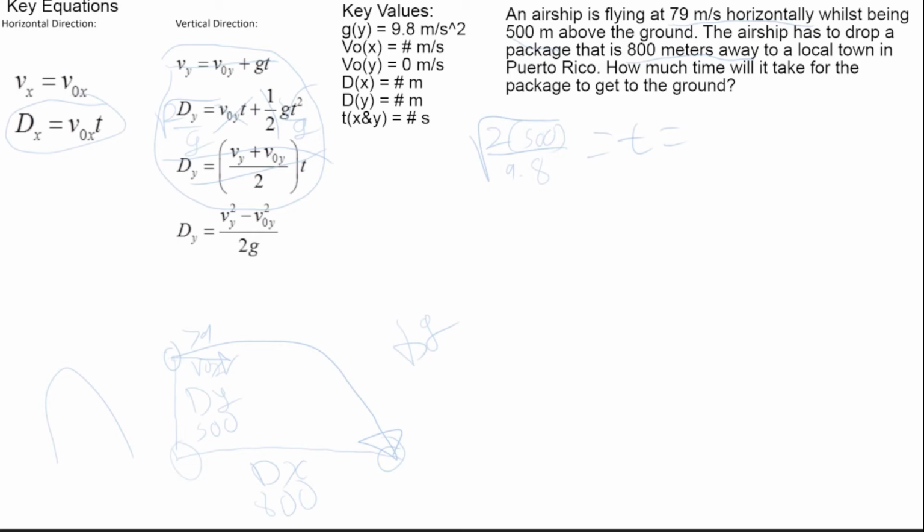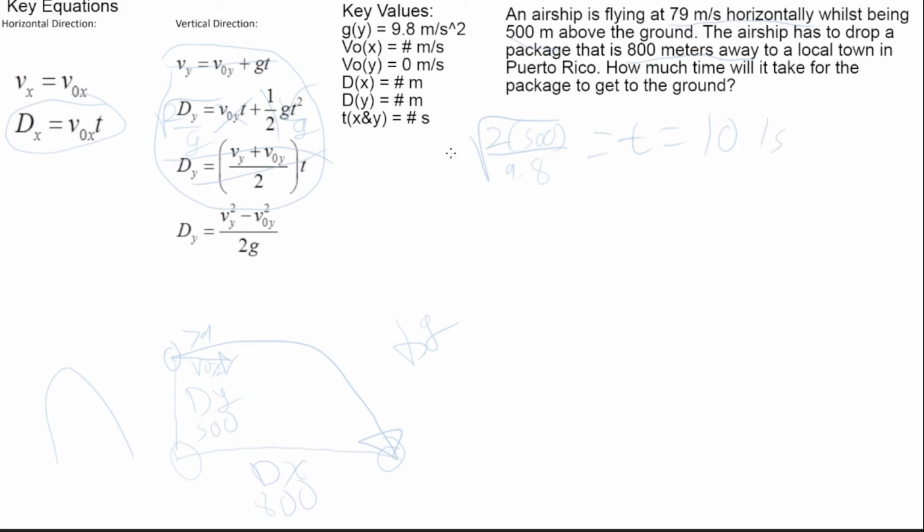If we multiply 2 times 500, which we all know is 1,000, we just do 1,000 divided by 9.8. You get about 102, 101, something similar of that nature. Then we square root that answer, and we get about 10.1 seconds. So that is the first way to solve it.